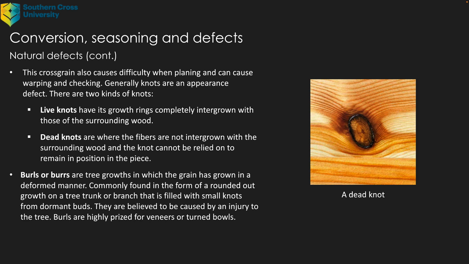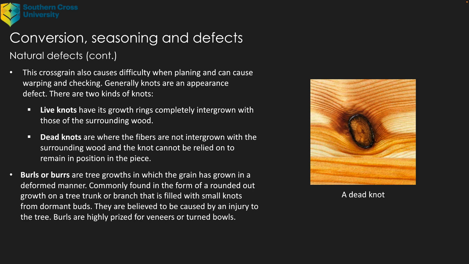Live knots have their growth rings completely intergrown with those of the surrounding wood. That's where the tree is growing bigger and bigger, and it's growing over a living branch. Dead knots are where the fibres are not intergrown with the surrounding wood, and the knot cannot be relied on to remain in position in the piece. Often they'll fall out and you'll have a knot hole.